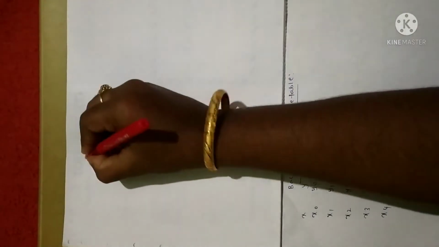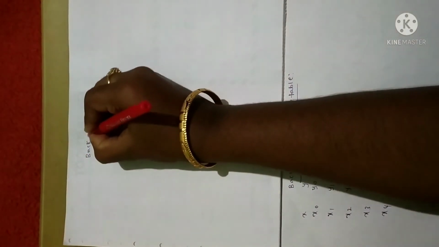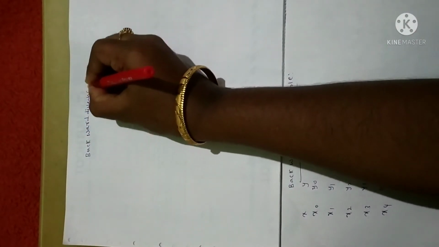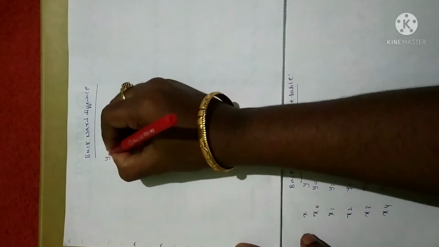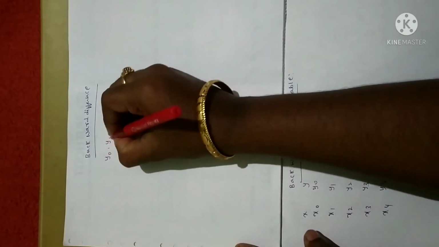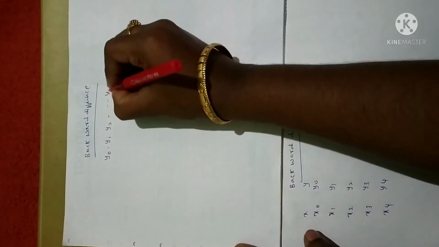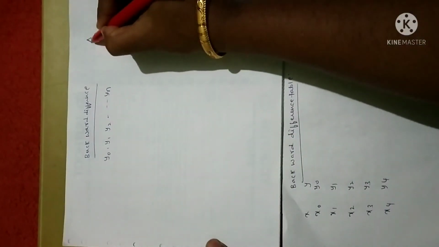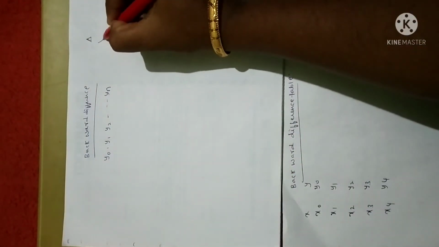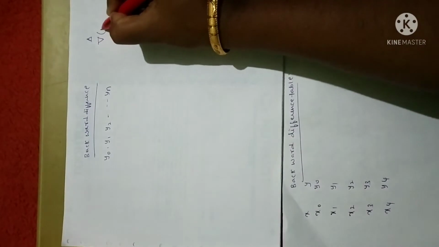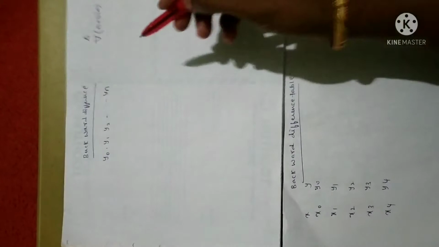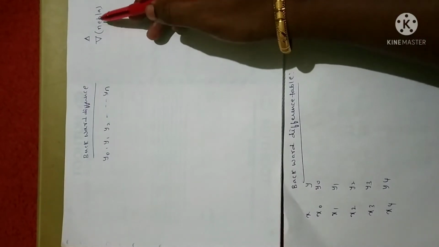Now, backward difference. So the backward difference is, as usual, when a set of y values are given like y0, y1, y2, and so on up to yn. As I already told you, delta is used to represent the forward difference. The backward difference is represented by nabla. This symbol is called nabla or a reverse delta. So the reverse delta is used to represent the backward difference. It is also called nabla.